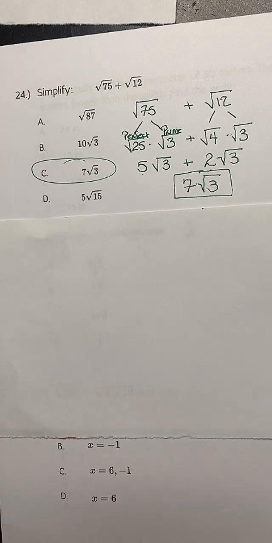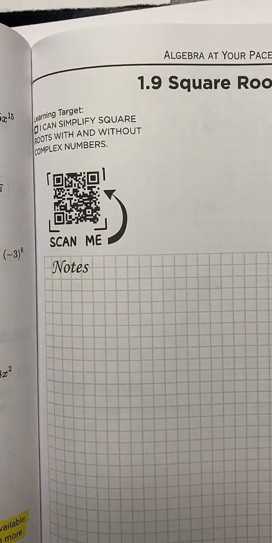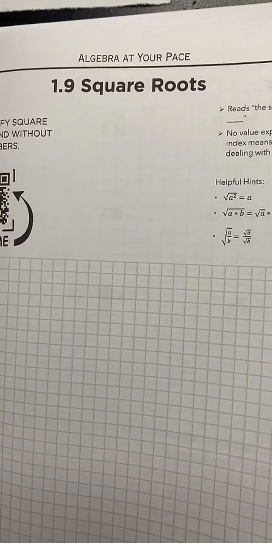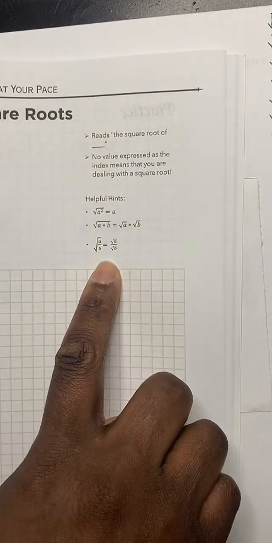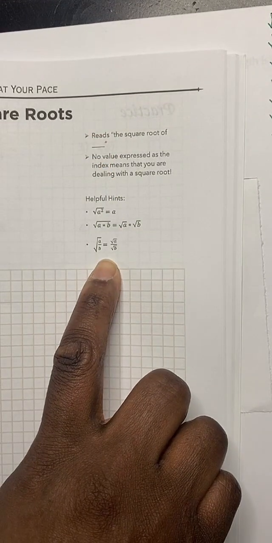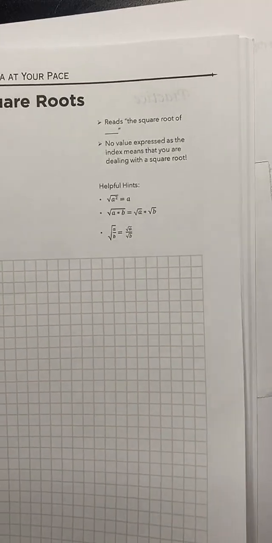So once you get into, here we go, we'll go with the square roots. Once you get into this page with the square roots, all you have to do is scan the QR code and it will take you directly to a video which will break down how to do square roots. I also put here some little helpful hints to keep things going as you're breaking stuff down. So then you can take some notes.